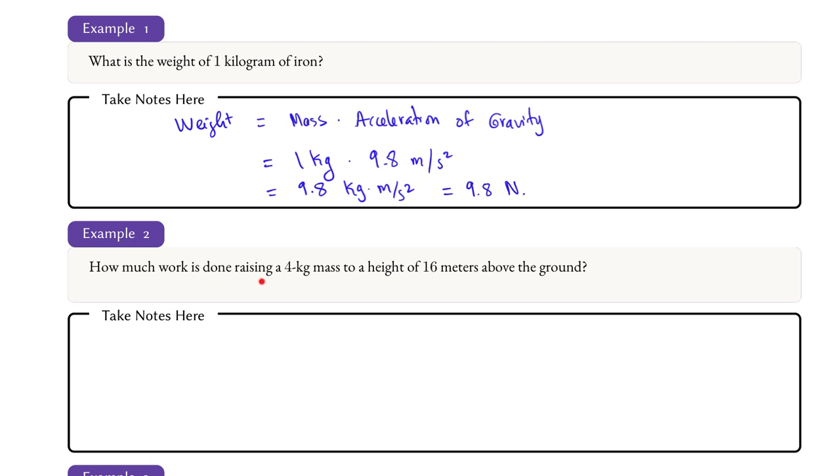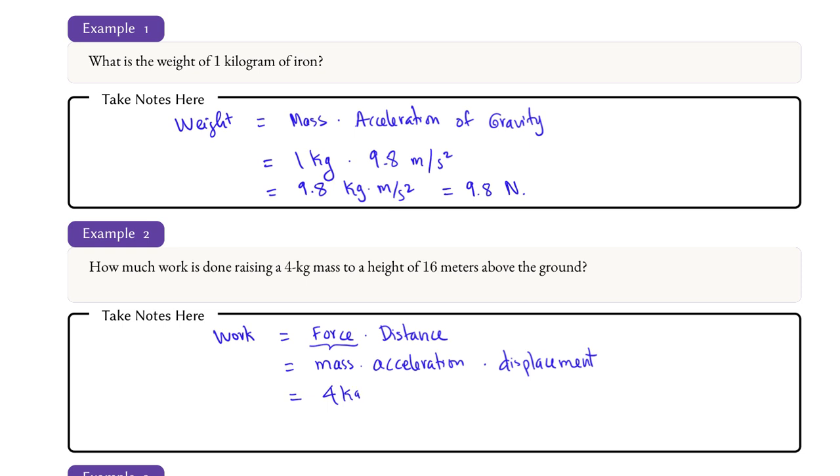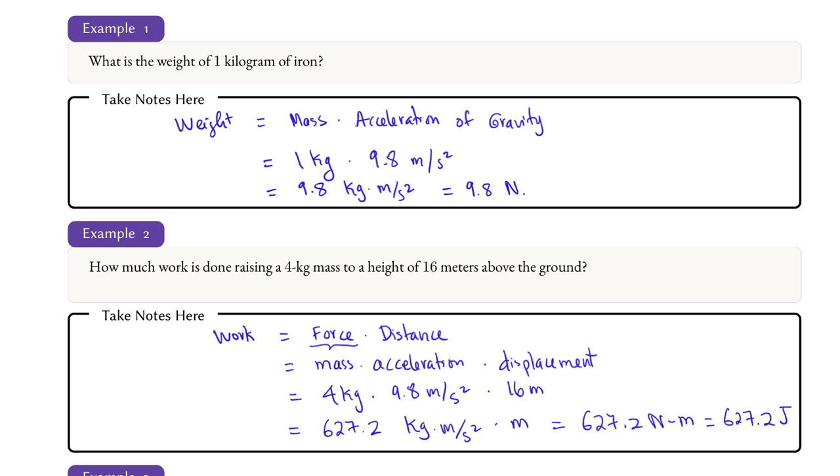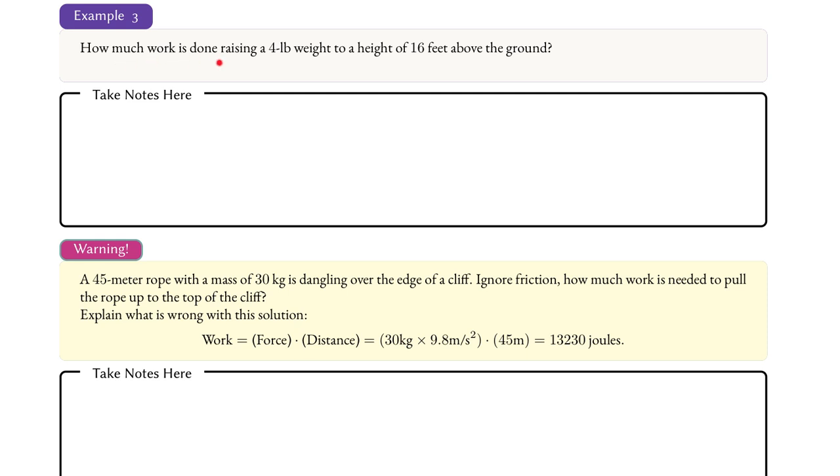How much work is done raising a 4 kilogram mass to a height of 16 meters above the ground? The work is the force times the distance, and the mass is constant throughout. So the work is 4 kilograms times 9.8 meters per second squared times 16 meters, and this is 627.2 kilogram meters per second squared times meter. It is 627.2 newton meters, or 627.2 joules.